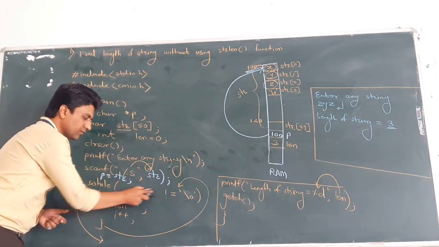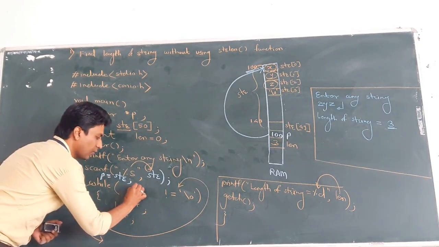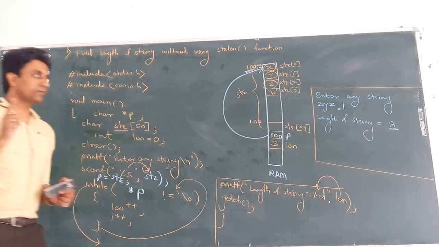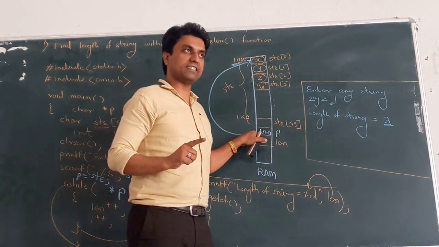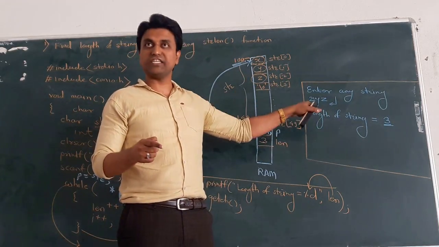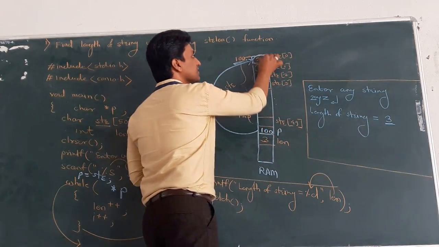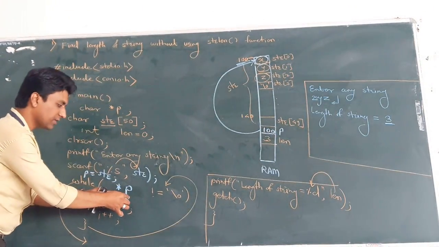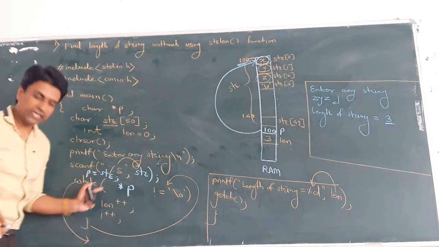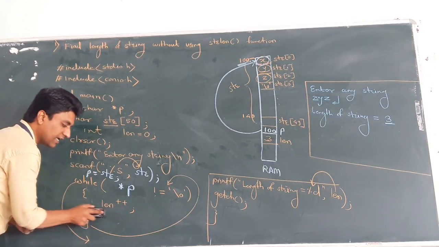Next, don't use str[i]. Instead of this we can use the pointer variable. So use *p. Don't use just p, because just p gives you the address and *p gives you the value at that address location. What is the value at that address location? x. So *p, that is x, is not equal to \0. Condition true. Again entry to the while loop. length++, and don't use i.